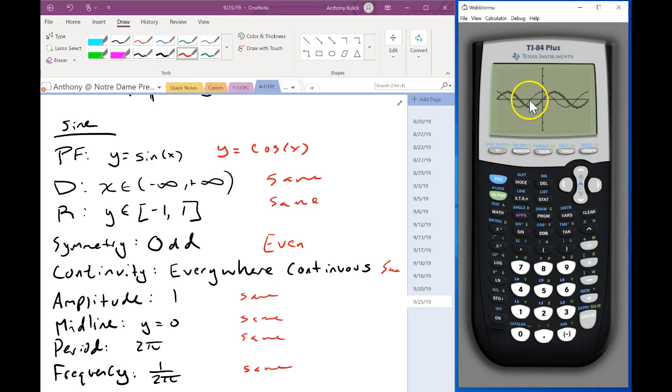Do you remember how much the tick marks were? They were pi over 2. So the x scale tells me how far that was. 1.57 yada yada yada is pi over 2. If you don't believe me, there you go.